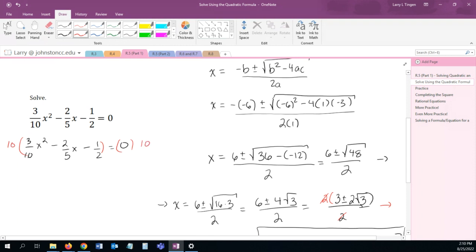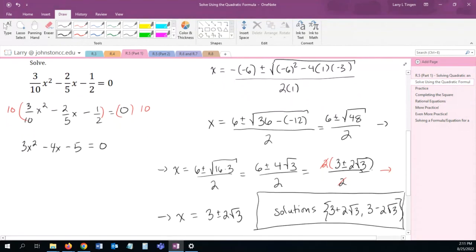What's going to happen? I'm going to do this all in one step. 10 times 3/10 x squared leaves me 3x squared. 10 times 2 is 20, 20 divided by 5 is 4x. And then 10 times 1 is 10, divided by 2 is 5, minus 5. 0 times 10 is 0. Well, now that's much better, right? So I have 3x squared minus 4x minus 5 is equal to 0, and I'm going to use the quadratic formula.